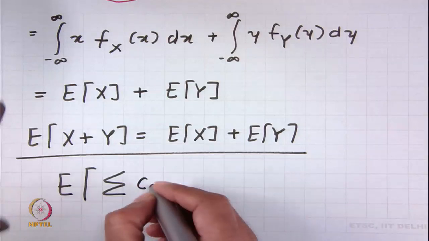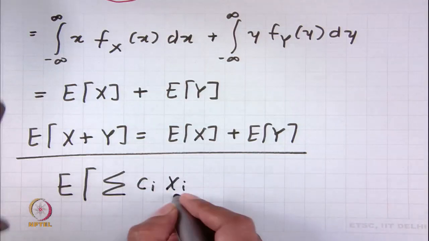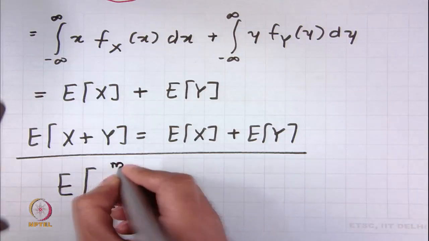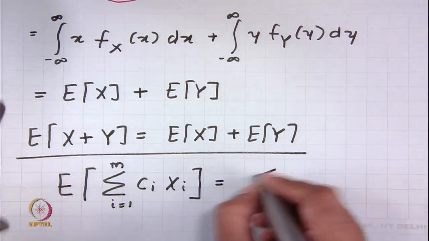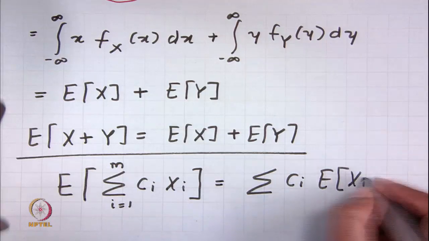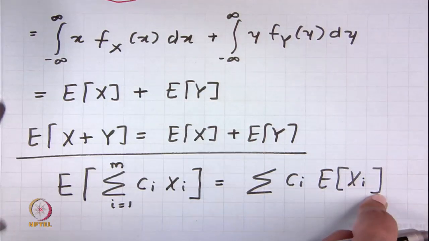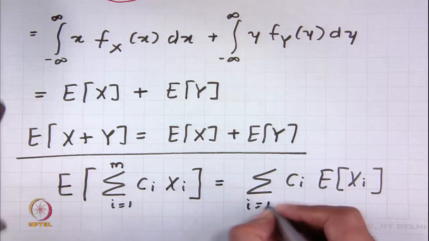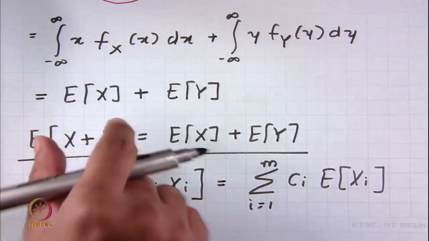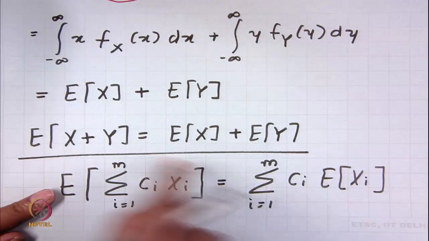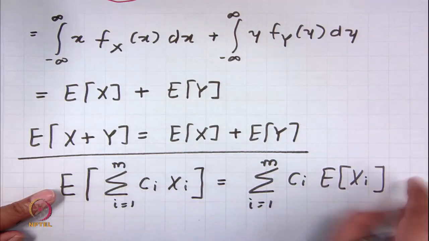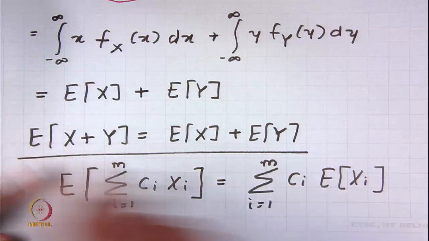So, in general I can say that the expectation of the summation of c_i x_i, where x_i are random variables and c_i are some constants, is nothing but the linear combination of expected values of the random variables. This is where we are trying to generalize this result. So, we are saying that the expectation of a linear combination of random variables is nothing but the linear combination of expectations of the random variables.